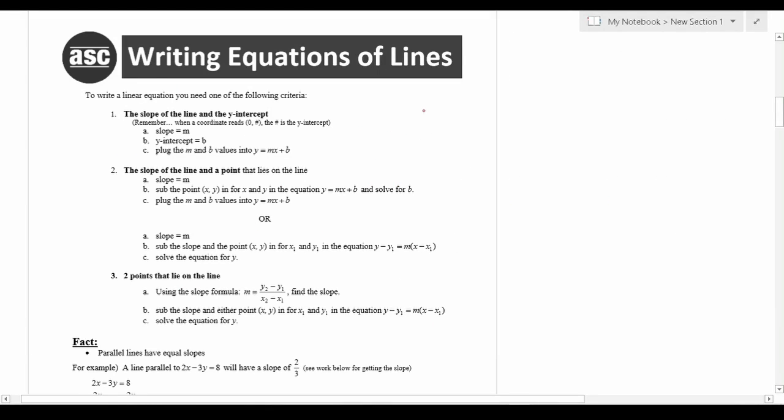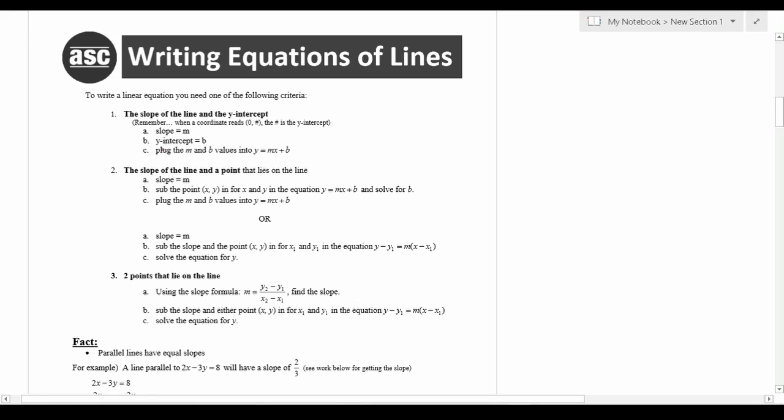Now that we've reviewed those topics, let's talk about exactly how we're going to write equations of lines. So for the ASVAB, you're going to have to be able to write an equation of a line in 3 different instances. You're going to have to be able to write an equation of a line when you're just given the slope as well as the y-intercept of a line. You're going to have to be able to write an equation when you're just given its slope as well as a point that's on that line. And finally, you're going to have to be able to write the equation of a line when you're just given 2 points on a line.